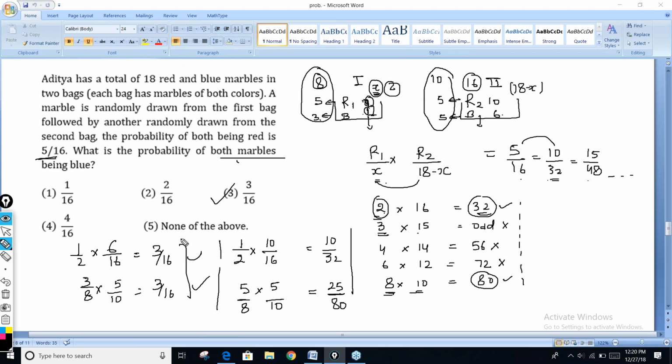So that was a difficult question. You have to process in such a manner so that the denominator comes out to be a multiple of 16. So two cases, 32 and 80. Took both the cases. From both the cases, answer is coming out to be 3 by 16. Clear? Come to the next one.